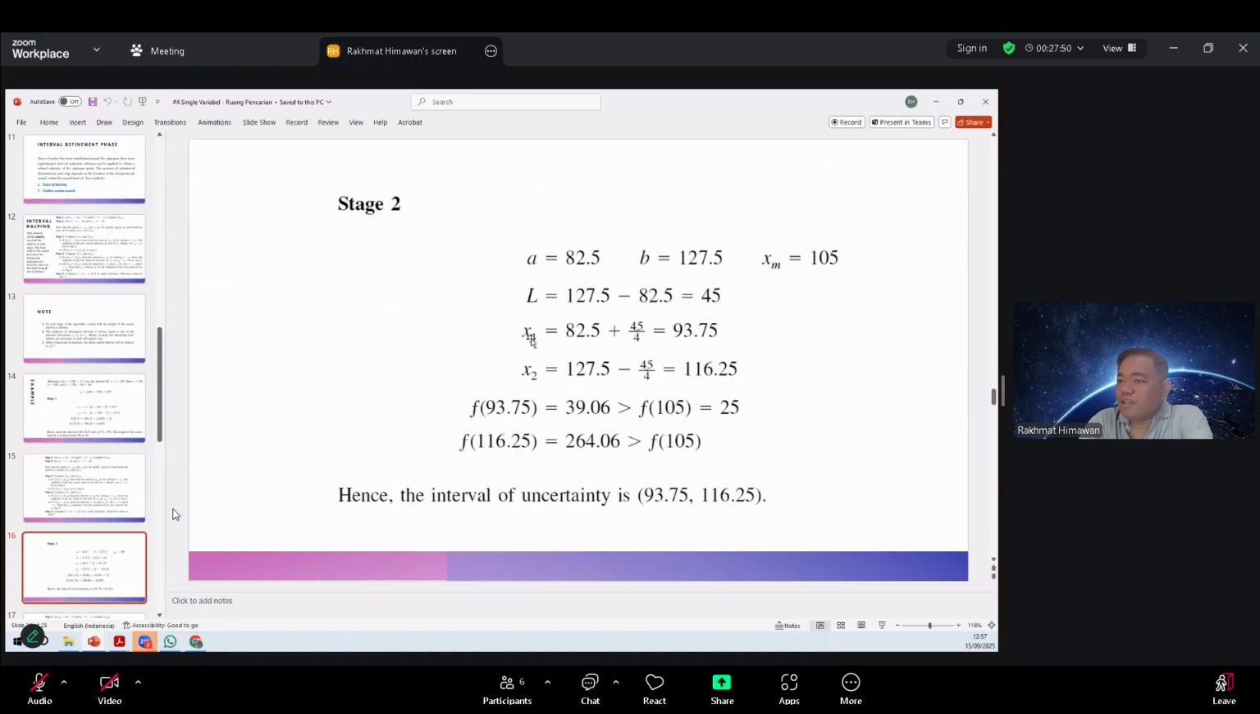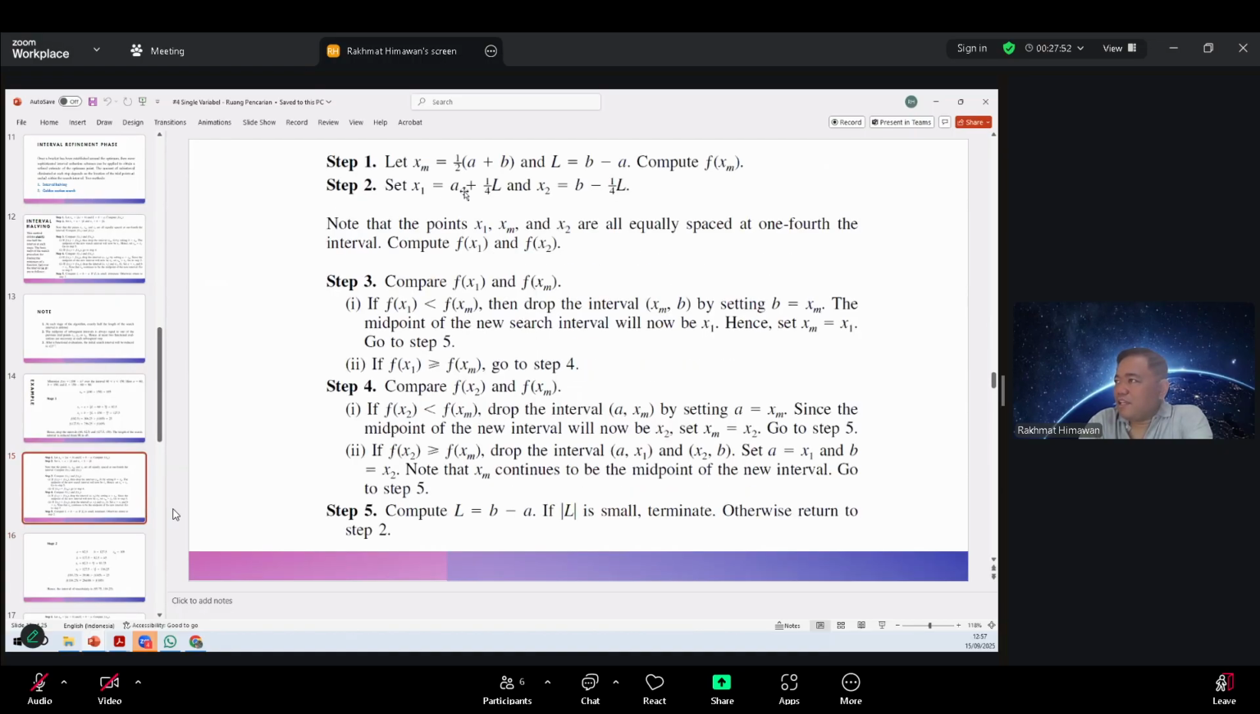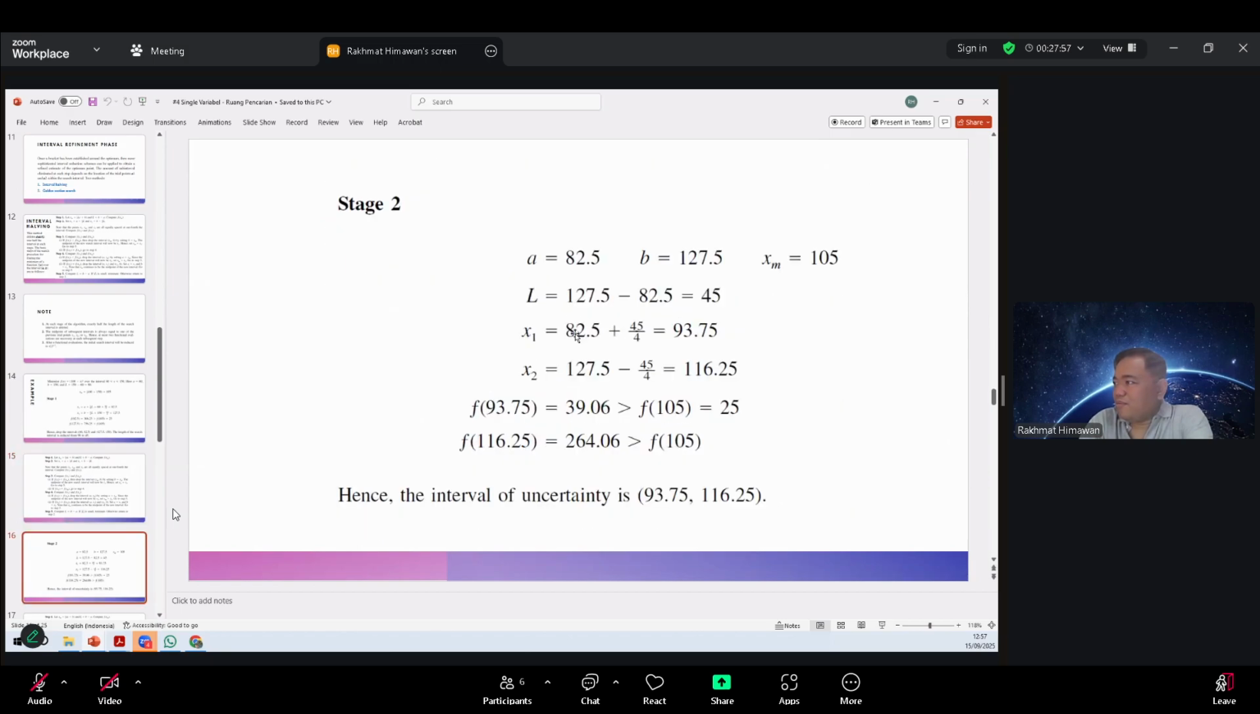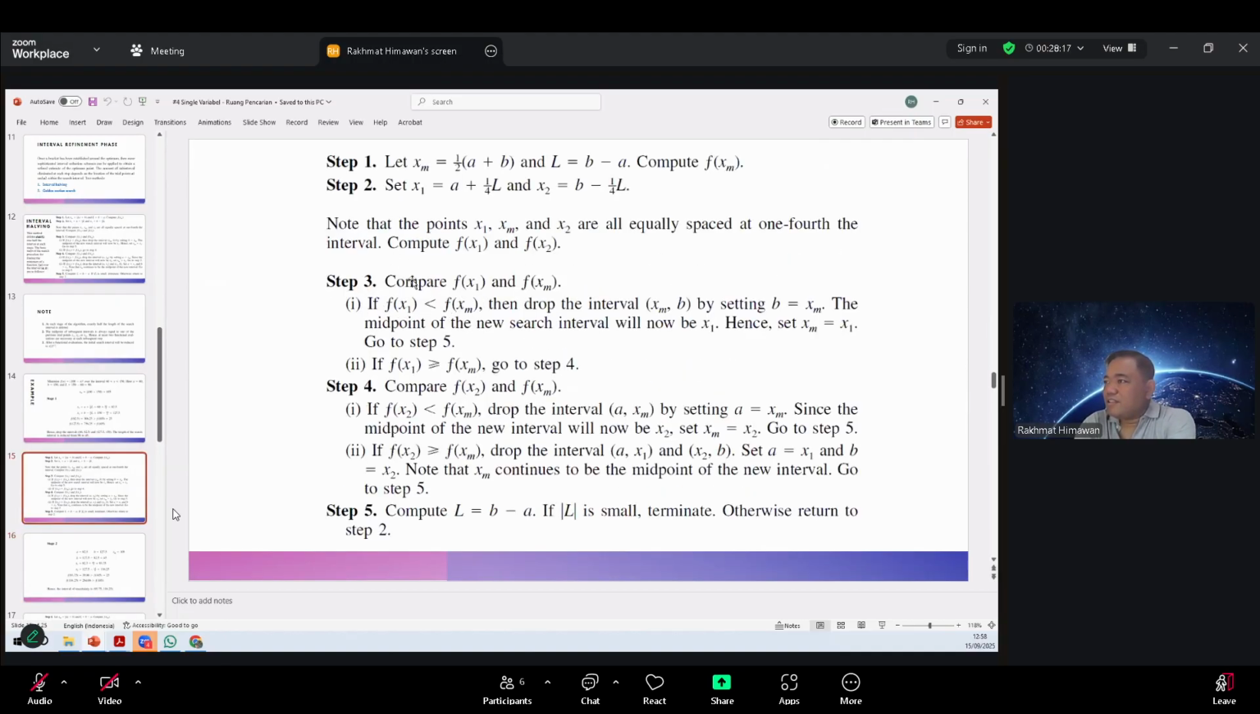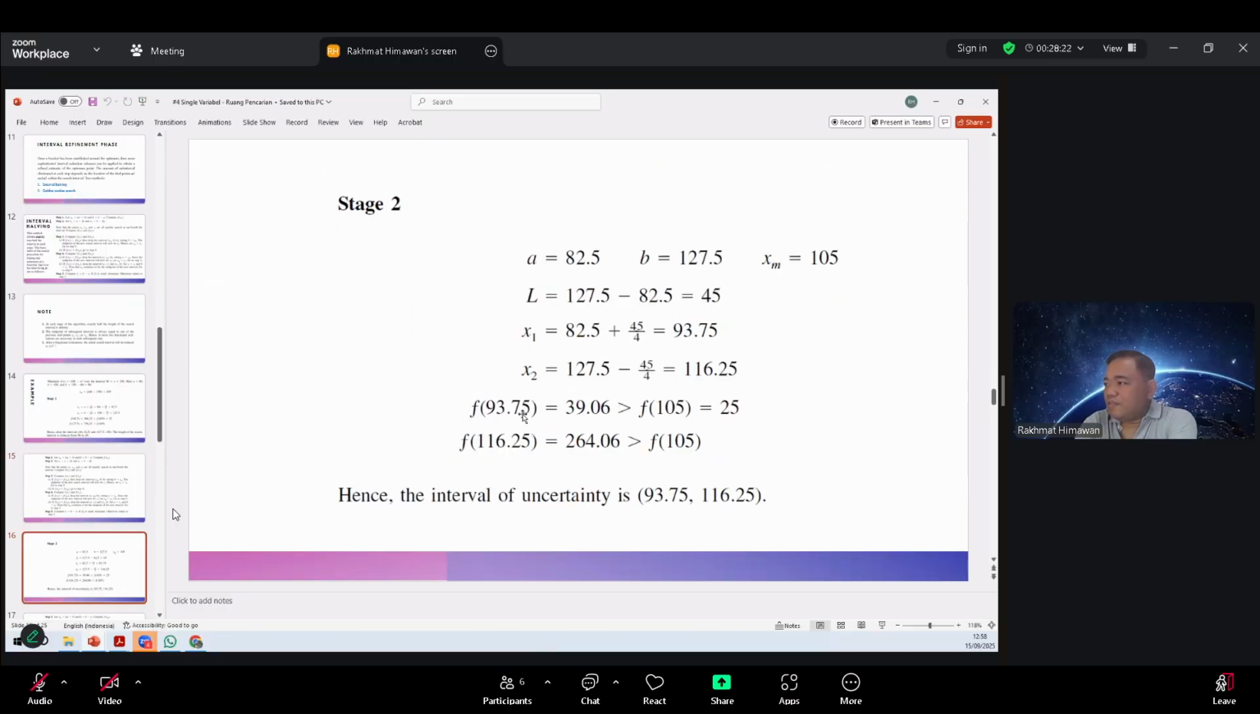X1 based on the formula is A plus 1/4 of L, A plus 45 divided by 4. X2 is B minus 45 divided by 4. This is the new x1. This is the new x2. And again, using the algorithm, check, compare fx1 and xm. Okay, let's see.